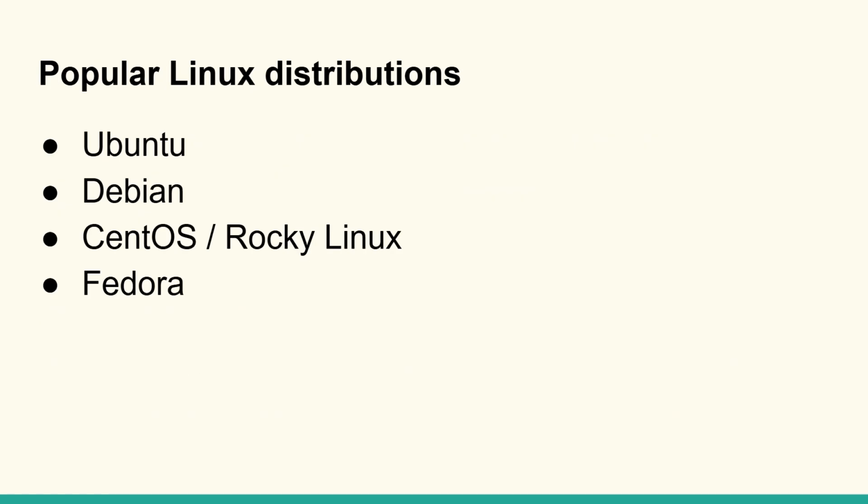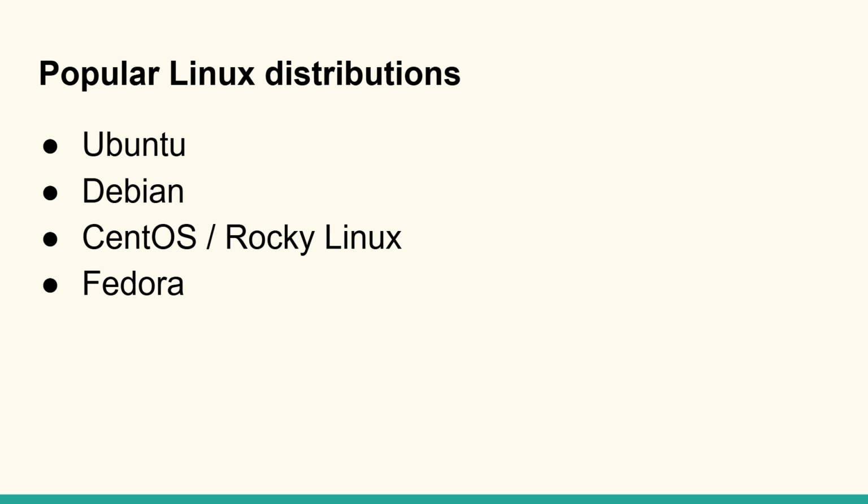Now let's talk about some of the most popular distributions which developers use. First is Ubuntu, probably the most beginner friendly and widely used distribution. It is based on Debian and it is great for both desktop and server environments. Second is Debian, one of the oldest and most stable distributions. Many other distributions like Ubuntu are built on top of it. And if you're looking for rock solid stability and open source priority, then this distribution is for you.